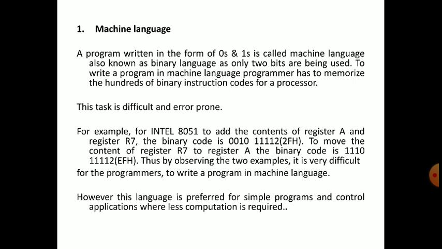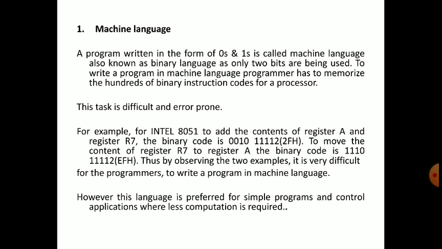To write a program in machine language, the programmer has to memorize hundreds of binary instruction codes for a processor. If you want to write the instructions or code in machine language, then we have to remember what each and every instruction in our high level language, the common language we humans use, corresponds to in machine language. That is for each and every instruction.